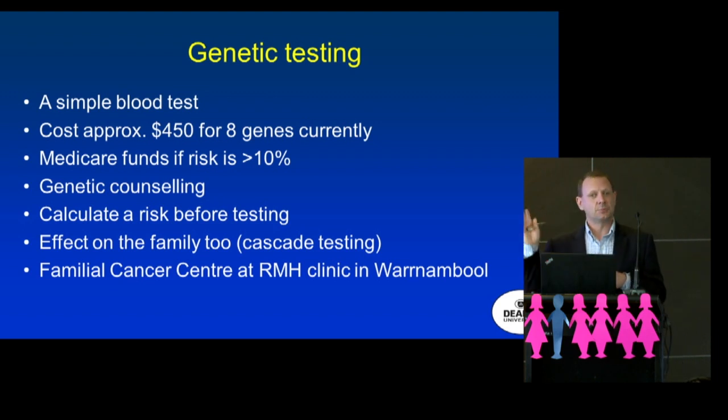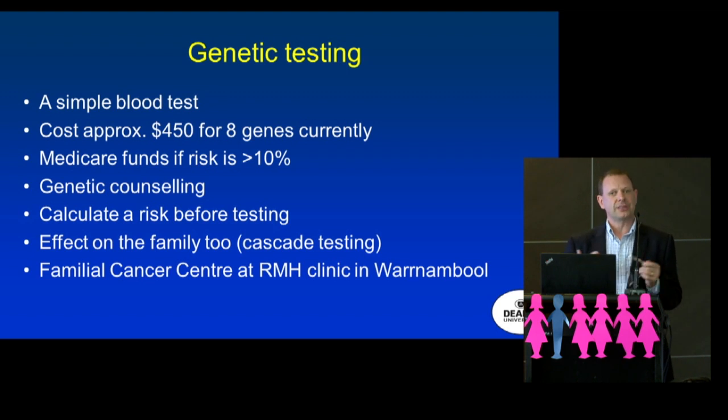The problem with that is we need genetic counselling. So it's not a straightforward blood test. There's lots of things to consider before you decide whether you want to have it or not. It has implications for your family, because if you're a gene carrier, there's a 50% chance that your kids could be gene carriers, or your sister, or your parents. So it has what we call a ripple effect, cascade testing. So we calculate the risk before we decide to test. We educate the woman and her family as to what the implications of that test are as part of the counselling.